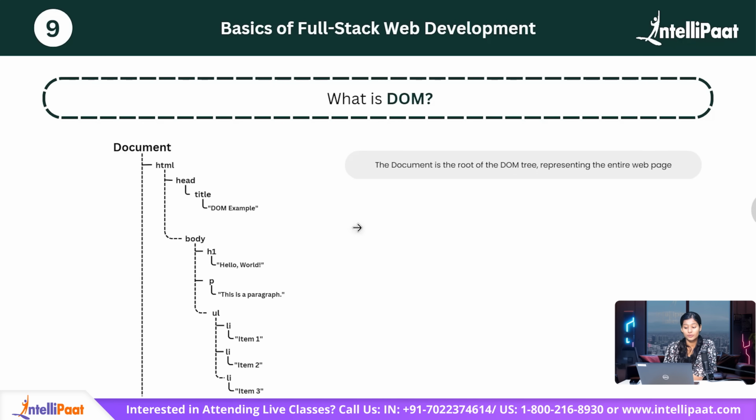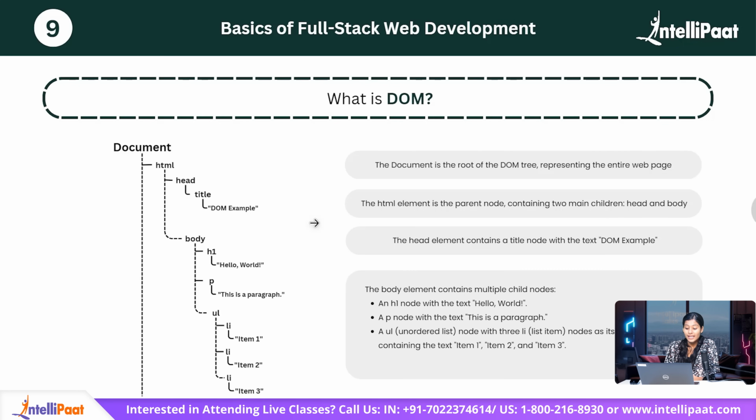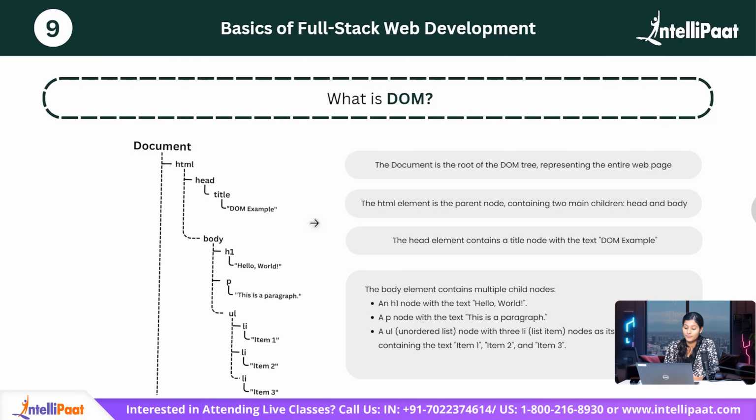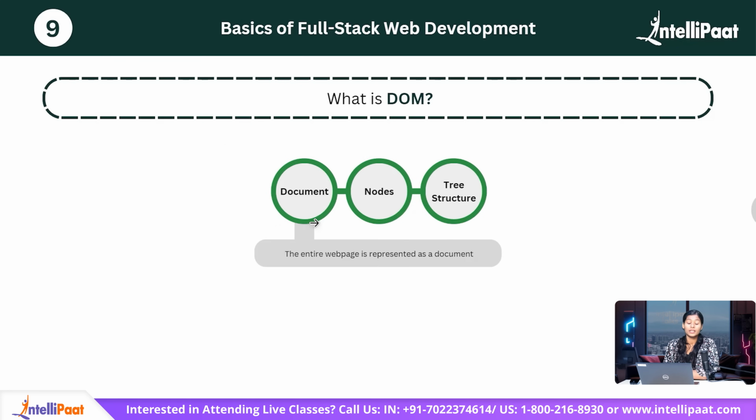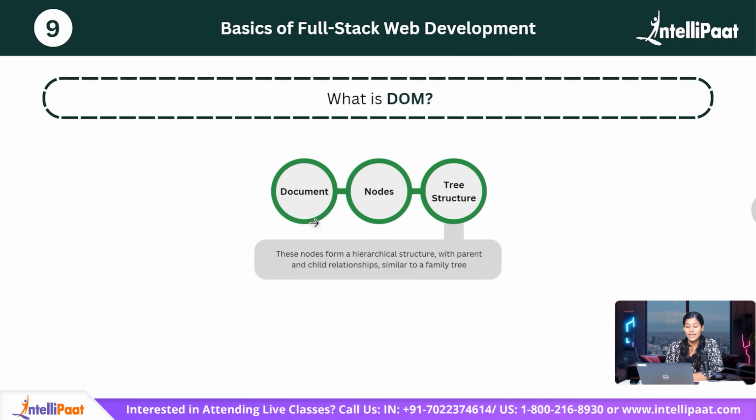The document is the root of the DOM tree, representing the entire web page. The HTML element is the parent node containing 2 main children, head and body. Inside head, you have a title node with the text DOM example. And inside the body, you have multiple children. The document, as we discussed, is the entire web page. A node is each element, like the div, the p tag, the image tag. And in the tree structure, these nodes form a hierarchical structure with parent and child relationships similar to a family tree.